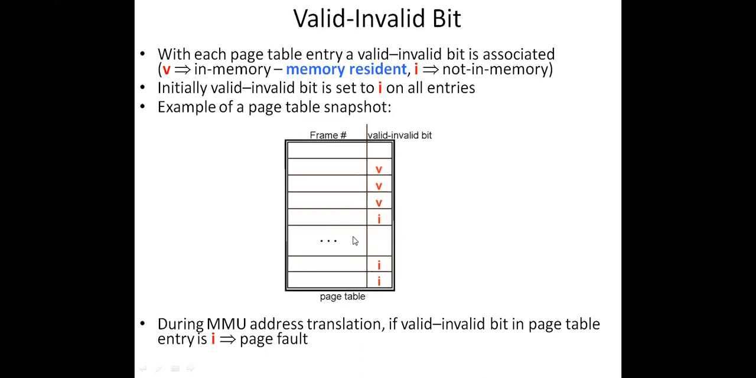If the page is not available in the main memory, then it is called a page fault. Here, the last line, page fault. Page fault means the page is not available in the main memory. At that time, if it is required, we need to bring it into the main memory from the secondary memory.